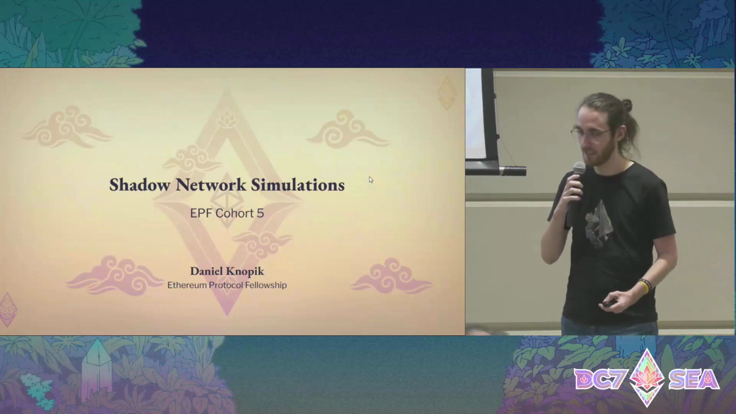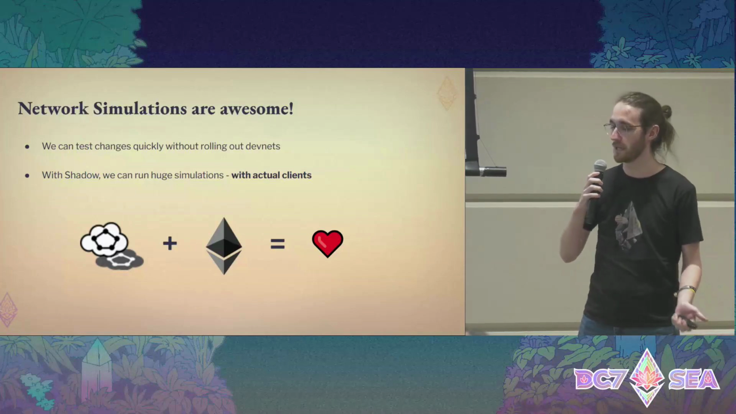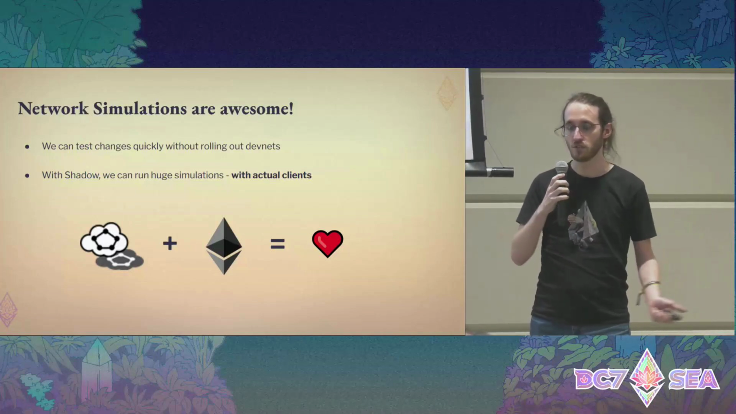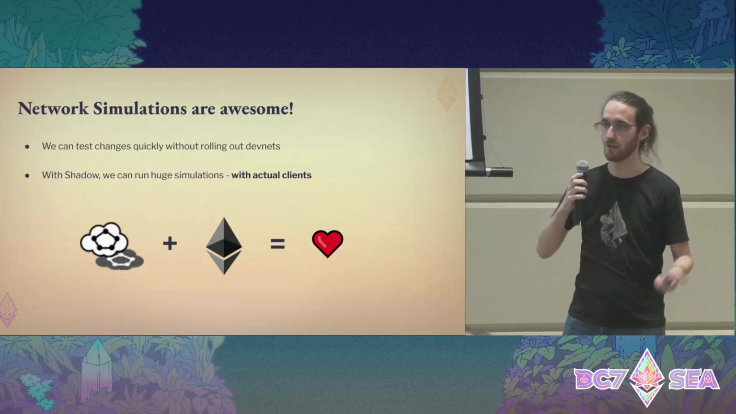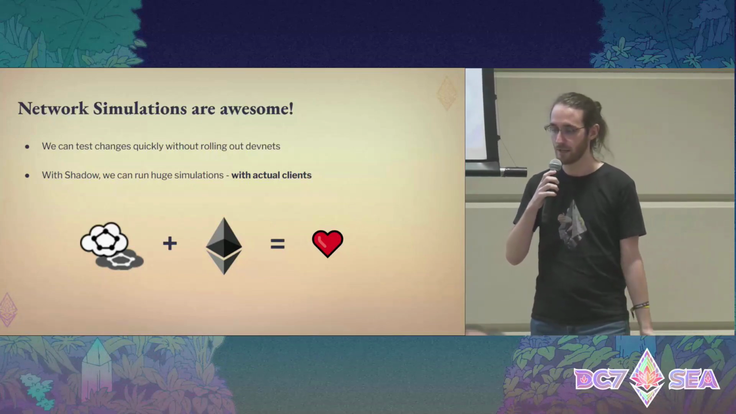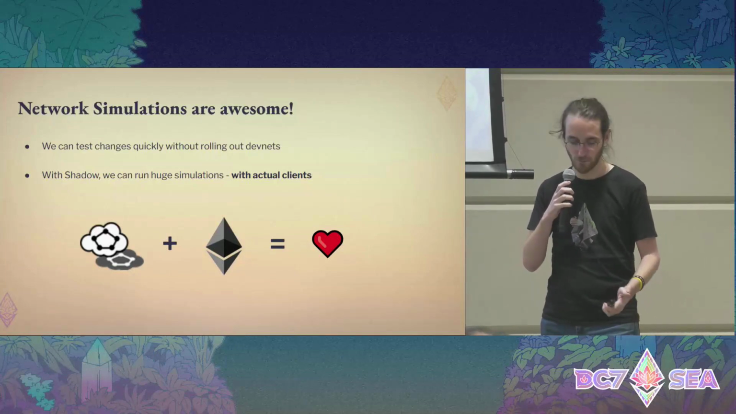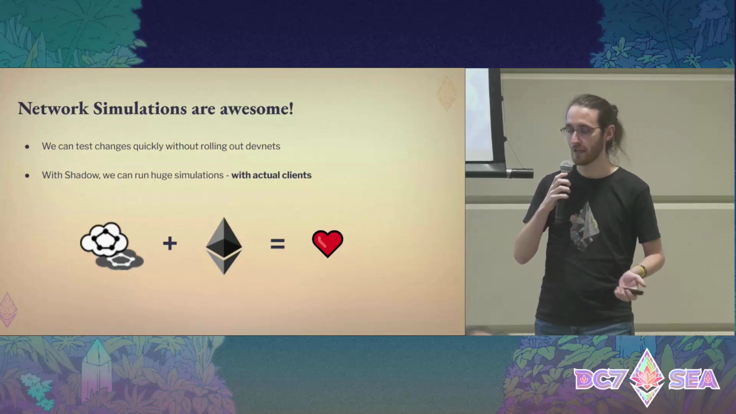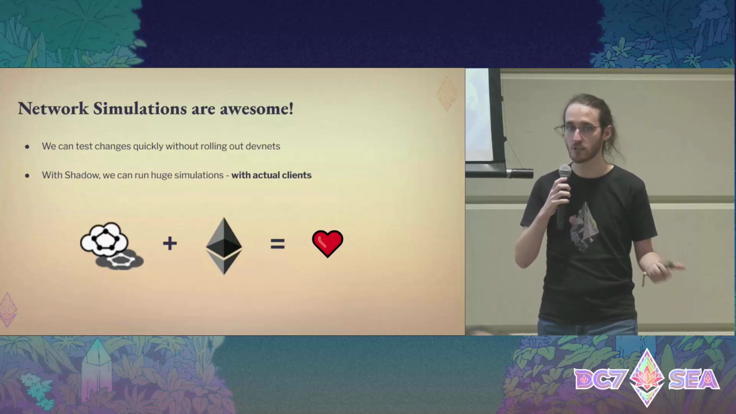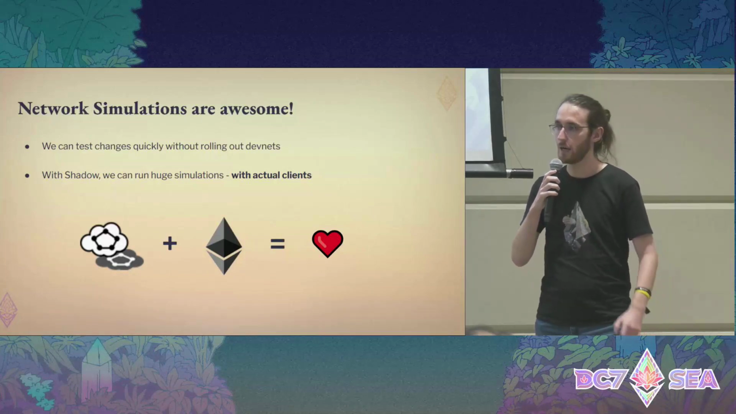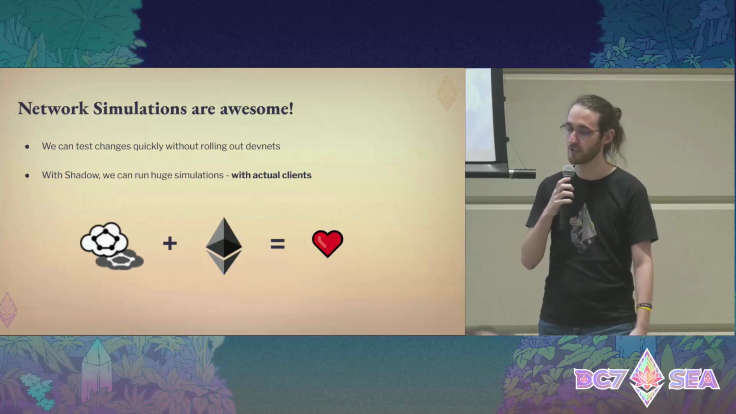In my opinion, network simulations are awesome because they allow testing changes without rolling out to public devnets or even testnets, which is slow and takes synchronization and time. Small local devnets are possible, but with a software called Ethshadow, we can actually run huge simulations with thousands of nodes. And also with actual clients, not code written dedicated to the simulations.